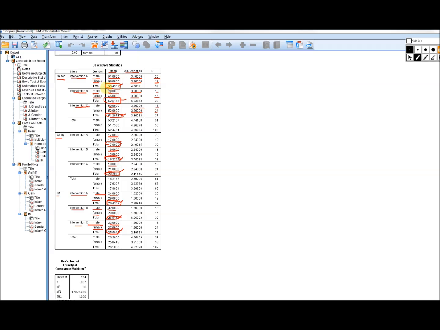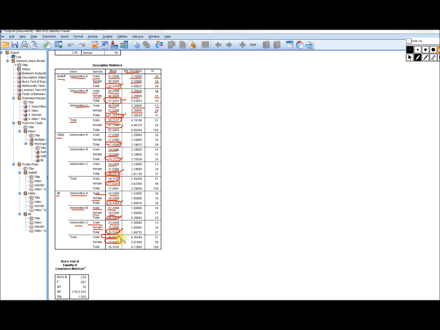You also have another main effects test concerning gender. So down here, you'll notice that you've got the total for males. The mean for males was 53.21 on self-efficacy. The mean for females was 51.7586. So males were scoring higher on self-efficacy than females. When we look down at perceived utility, males scored a little bit higher than females. And when we look at intrinsic motivation, again, males scored a little bit higher than females.